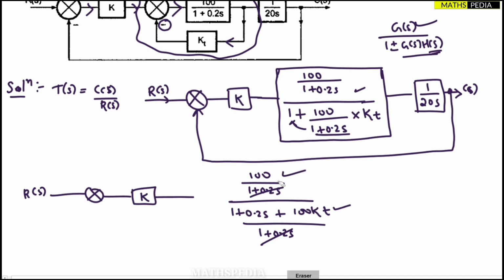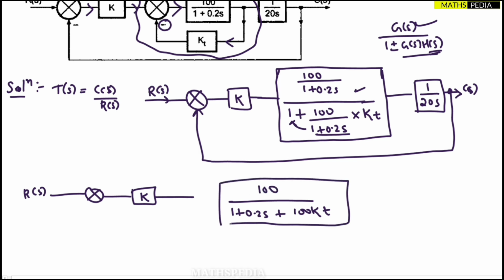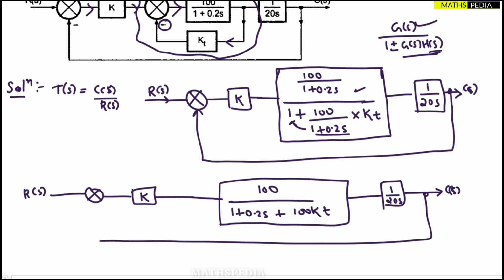Can I just directly write that answer? So I'll just eliminate that part. Directly I'll write this, so it will be 100 divided by this one. Okay, I hope you understood the LCM part also. Now here, what is left out? 1 by 20s. Output is there, and from the output one feedback loop. Here, be careful, the minus sign is there in the question, just mark it.